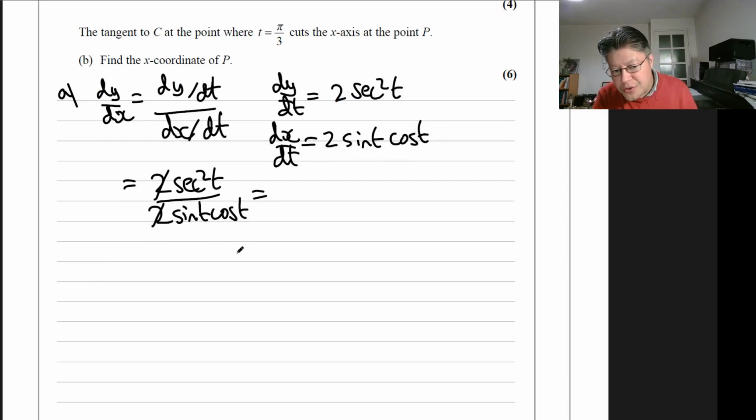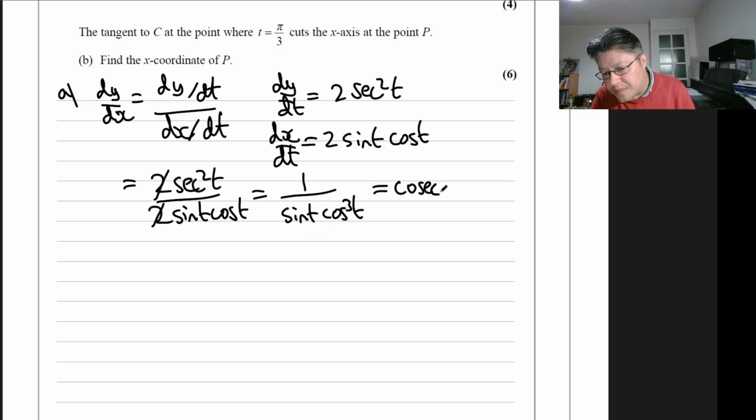And we have a choice here. We can bring the sec squared down as a 1 over cos squared. So this will give us 1 over sine t cos cubed t. Or we can just bring everything onto the top. So a sine at the bottom becomes a cosec on the top, and a cos cubed at the bottom becomes a sec cubed on the top. So either one of these is the correct answer.